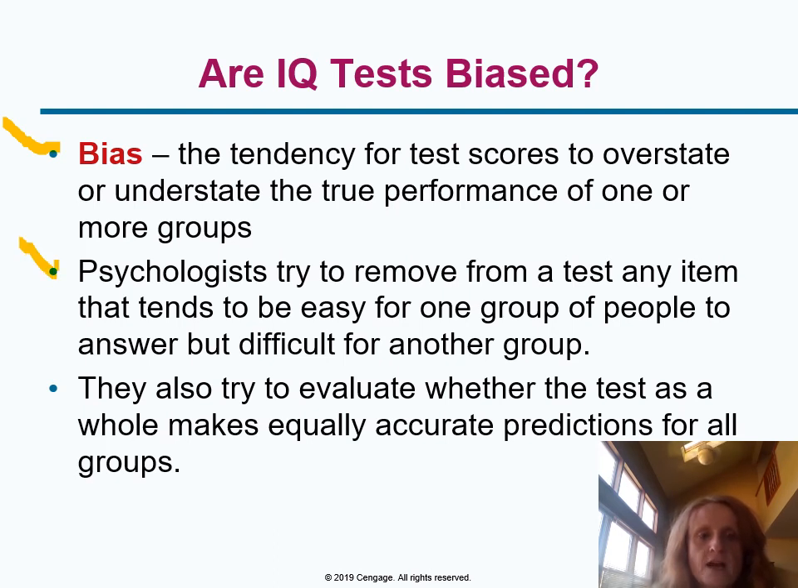Psychologists try to remove from a test any item that tends to be easy for one group to answer but difficult for another group. They also try to evaluate whether the test as a whole makes equally accurate predictions for all groups. So to determine whether a test is biased against groups, psychologists conduct several kinds of research. They try to identify bias both in individual test items and in the test as a whole.